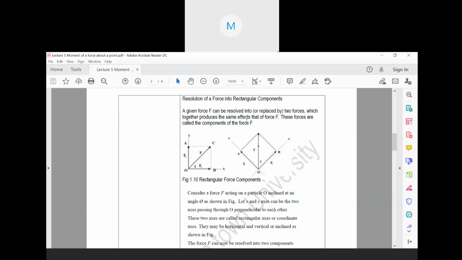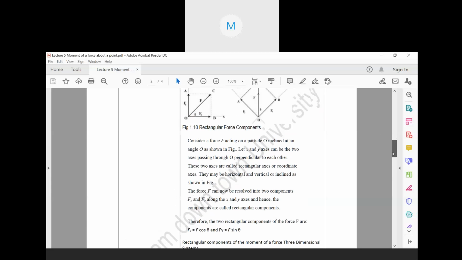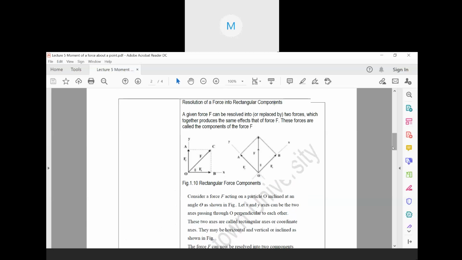So in the last class, what did I teach you? In the last class, I taught you how to resolve the forces into rectangular components. Now look, this is a brief explanation of that topic only. Now pay attention to this.